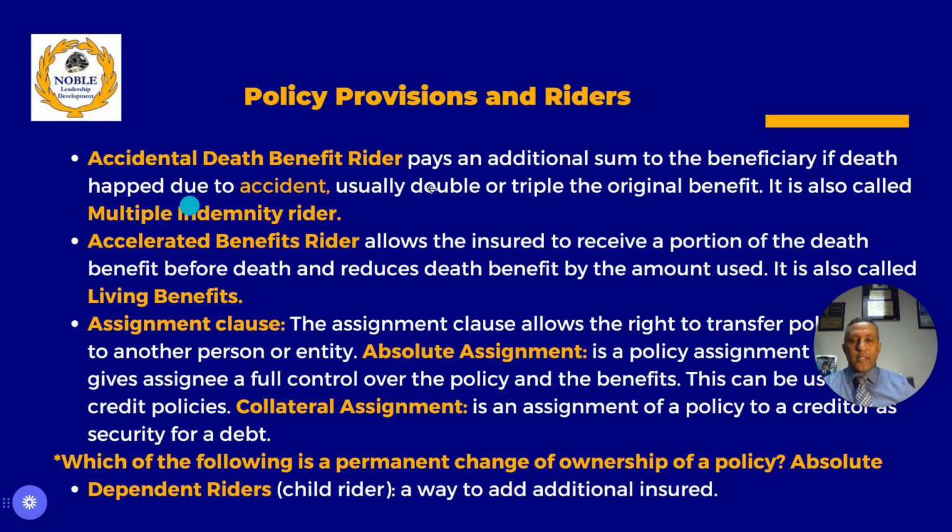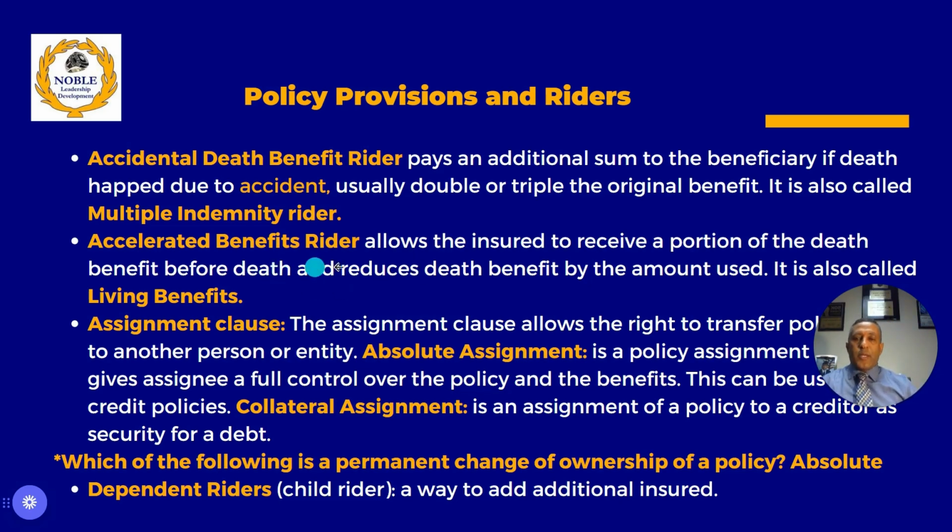So if it's due to accident, you get additional coverage. So what appears on the exam is which of the following will give you additional coverage if this happens due to accident, or it can ask you double or triple, right? But it is important to know that if the death is related to accident, you get more insurance coverage, right? Benefit payment.